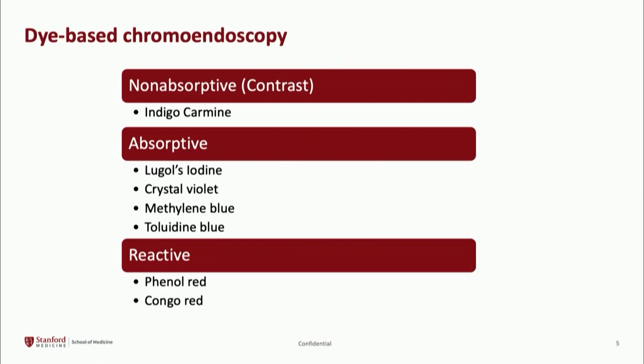So coming to dye-based chromoendoscopy, it basically involves the use of dyes. There are three types of dyes that are used. One is the non-absorptive dye, the most common example being indigo carmine, which is not absorbed, and it just fills the crevices within the surface and enhances the surface architecture. And the absorptive dyes are absorbed by the mucosa variably from the lesion to the normal mucosa. The examples are Lugol's iodine, crystal violet, methylene blue, and toluidine blue. Methylene blue is one of the commonly used absorptive dyes, and the reactive dyes, which are uncommonly used, are phenol red and Congo red.